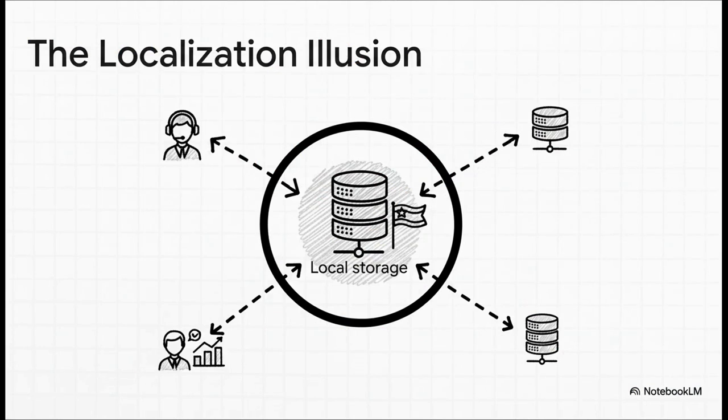So, here's the crucial point. Storing data locally does not mean it's processed locally. Think about it. If a support team from another country can access that server, guess what? That's a transfer. If your analytics team runs reports from an office offshore, that's a transfer. Even something as simple as mirroring backups to a server in another region for disaster recovery, yep, that counts too. This is what we call the localization illusion.